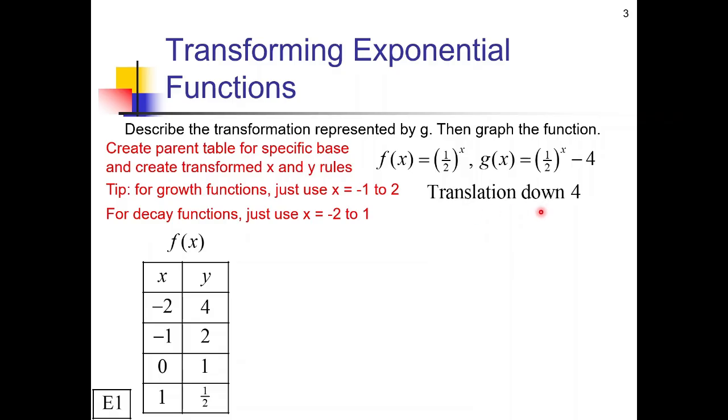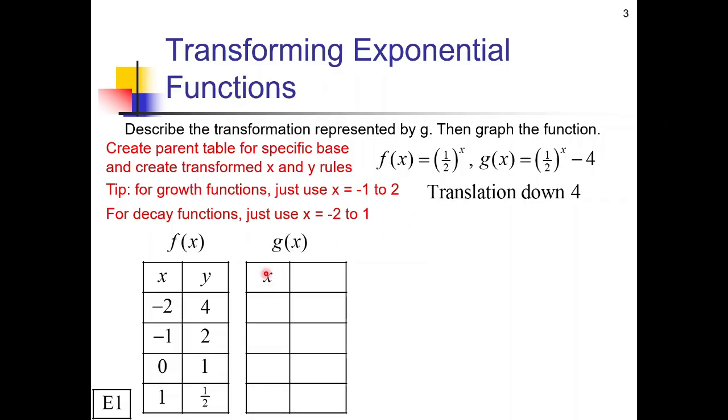Taking a look at our transformations, since we're not affecting the inside of the function at all, the x's are just going to stay the way they are for this g function. But since we are going down 4, that means we have to do y minus 4 for the y rule. So the x's just remain -2, -1, 0, and 1. For y, we're subtracting 4 from all of these. So 4 minus 4 is 0, 2 minus 4 is -2, 1 minus 4 is -3, and then we have 1/2 minus 4. You could call that -3.5 or -3 and 1/2, however you want to conceive of that.